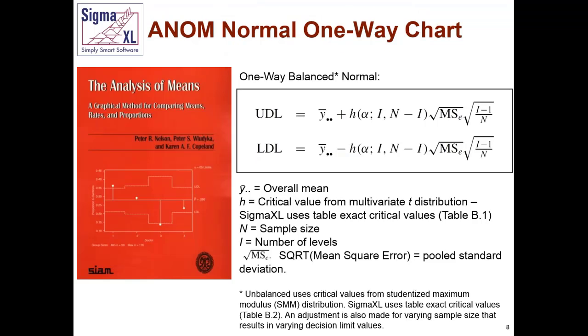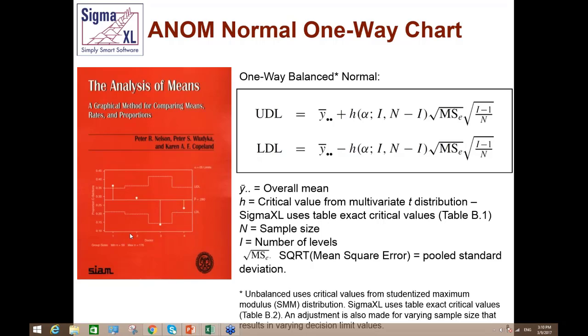Now, from the book, I just wanted to start. I'm not going to go into a lot of theory here. This is going to be very much a practical, hands-on webinar. But I do want to give you a flavor for what's going on. And essentially, the decision limits, I mentioned they look like a control chart, but they're not a control chart. A control chart has time on the x-axis, whereas an ANOM chart has categorical levels on the x-axis.